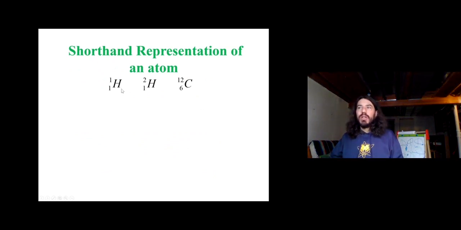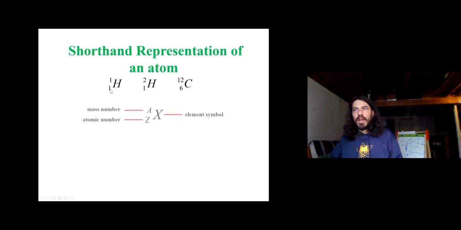Okay, so here is a shorthand representation of an atom. Here we see hydrogen. We of course know that hydrogen has 1 proton, and so that's what this means. This means hydrogen has 1 proton. So in a way, that is redundant information. This number right here is the mass number. Now the mass number turns out to be the total number of protons plus the total number of neutrons.